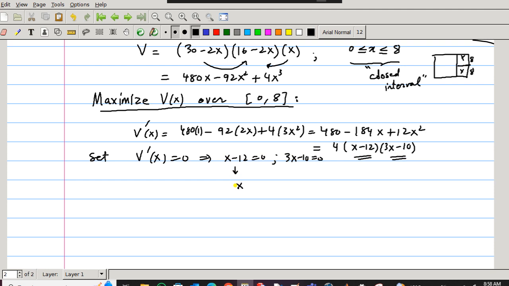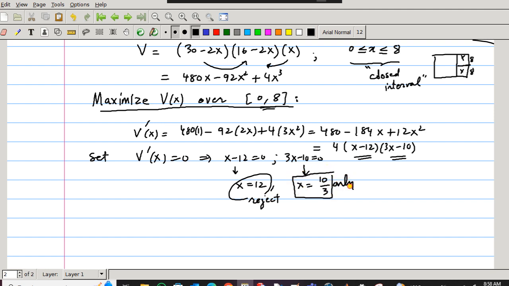So from here x will be 12, and from here x will be 10 by 3. Minus 10 will go there and become 10, and we divide by 3. This we will ignore. Why will we reject this? Because it's not in the interval 0 to 8. It's 12. So I will reject this one and accept this one.